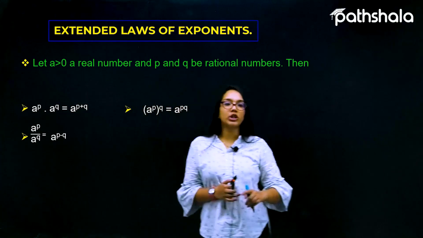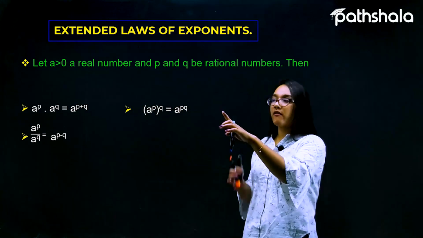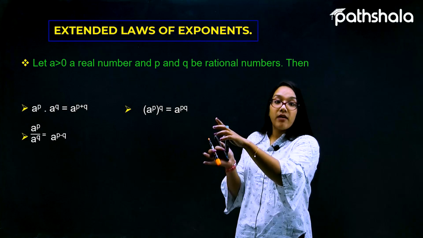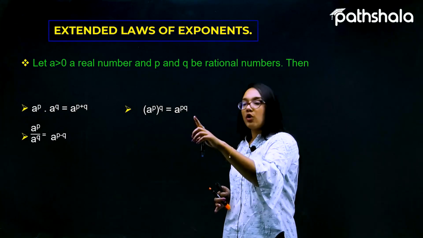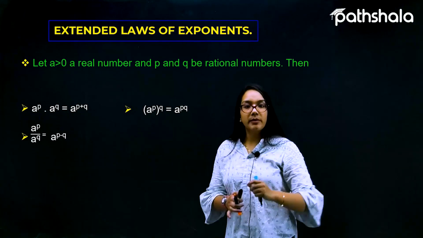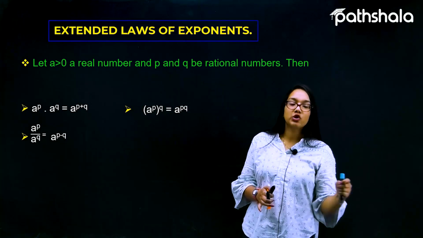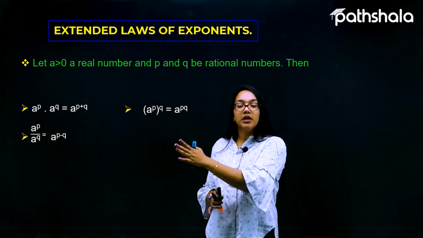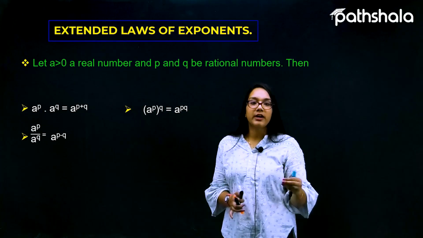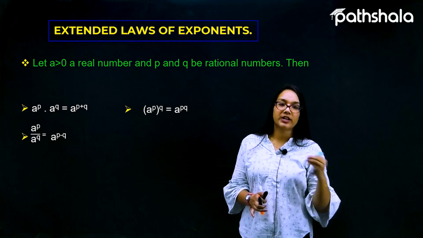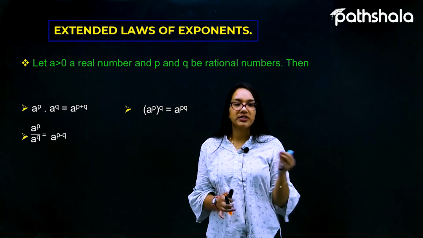Let's move on to the third law, which says that a raised to the power p, whole raised to the power q. So powers always get multiplied with each other, and the answer will be a raised to the power pq. This is just the same as the basic laws of the exponents, but here we are taking the powers or exponents as rational numbers. So the difference is only this.